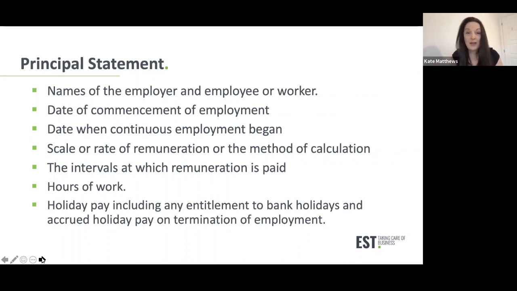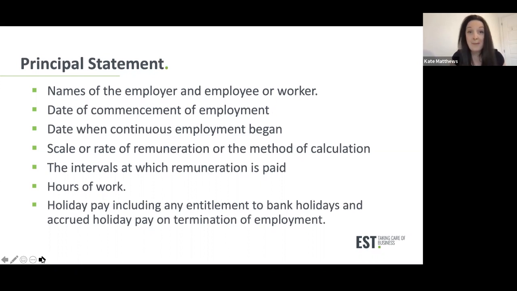So you're going to have the parties, so the name of the business, and really important to write the name of the business as it appears, for example, on Companies House, so in full, and you're going to have the name of the employee or the worker. I would usually also include their home address. So right at the beginning of a contract, it would say who the parties to the agreement are. You would put the date of commencement of employment, so their start date. But you would also need to put the date when continuous employment began.